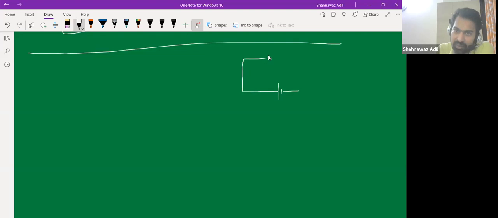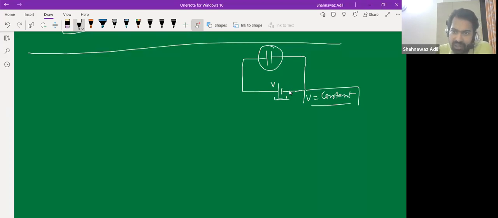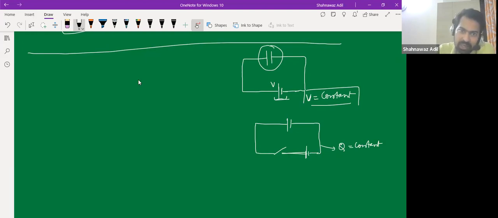We already know that whenever we connect a capacitor to a circuit with a battery B, the battery will keep the voltage of the capacitor the same. So whenever the switch is connected, the voltage will be constant. We have a single capacitor and the switch is connected, so the voltage will remain constant, right? And whenever the switch is disconnected, the charge will remain constant. This is the basic idea that we have to keep in mind.